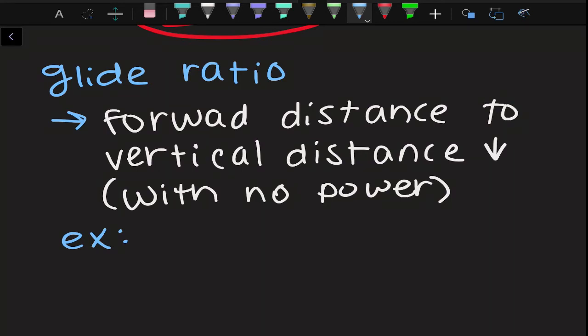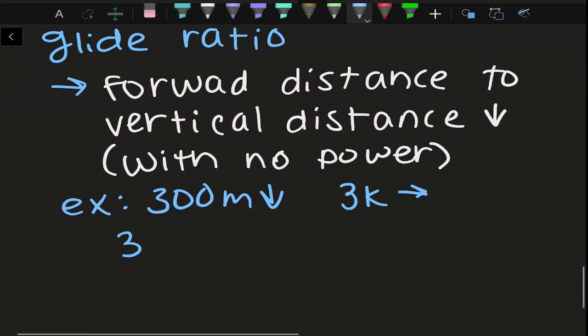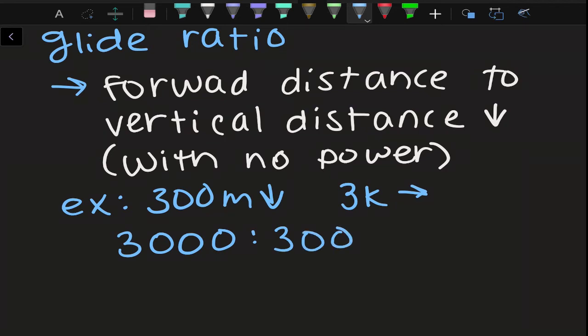Another example here is a ratio of, well, if an aircraft were to descend 300 meters, so 300 meters descent, while it travels through the air for 3 kilometers forward, then its ratio would be 3,000 to 300. Okay, that's changing kilometers into meters, so we're in meters for both of them.